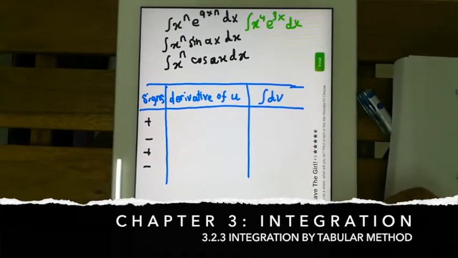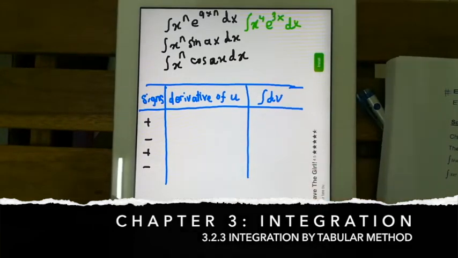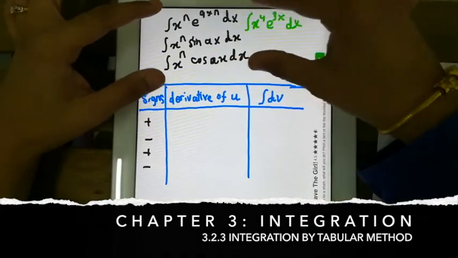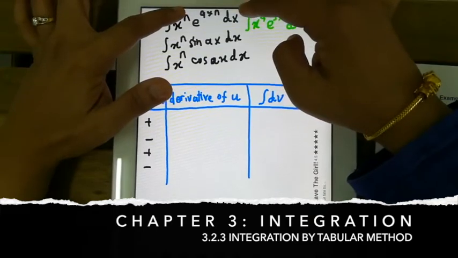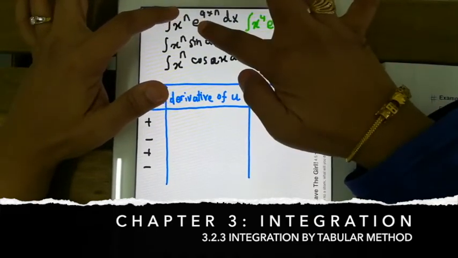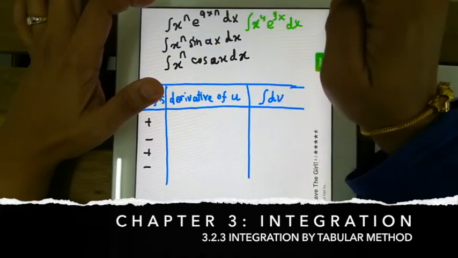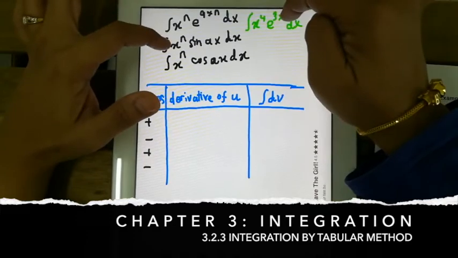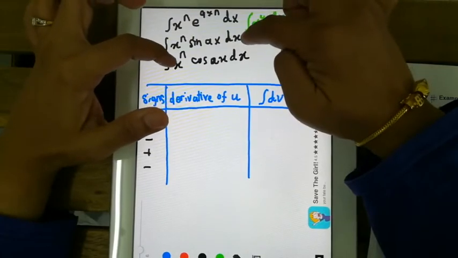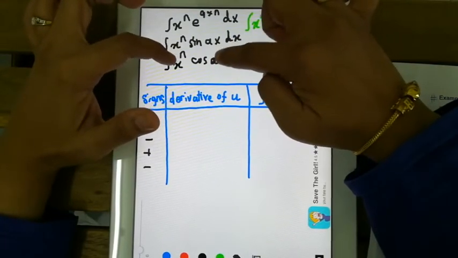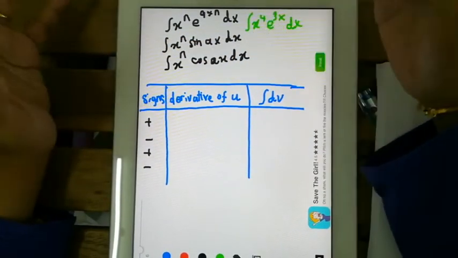Now, an example of when you want to apply the tabular method is when you find this kind of example here: x to the power of n, where n is probably higher than 2, times e^(ax) dx. Or you may encounter x to the power of n sine ax dx, or x to the power of n cos ax dx, where n in this case is much higher than 2.